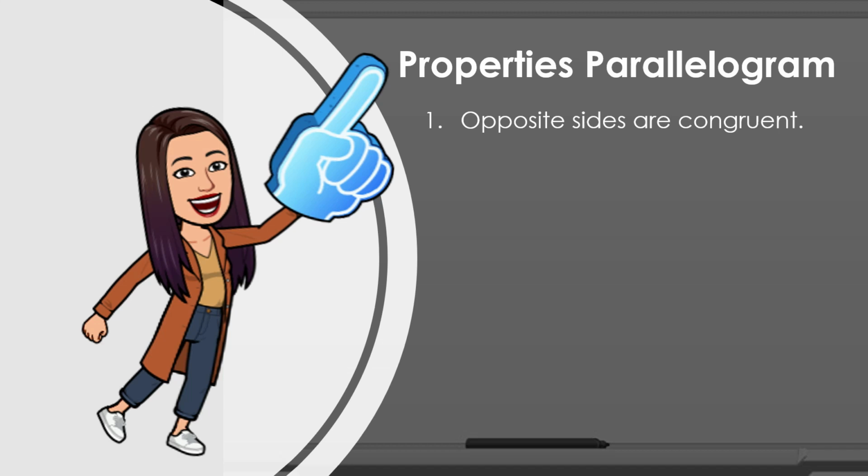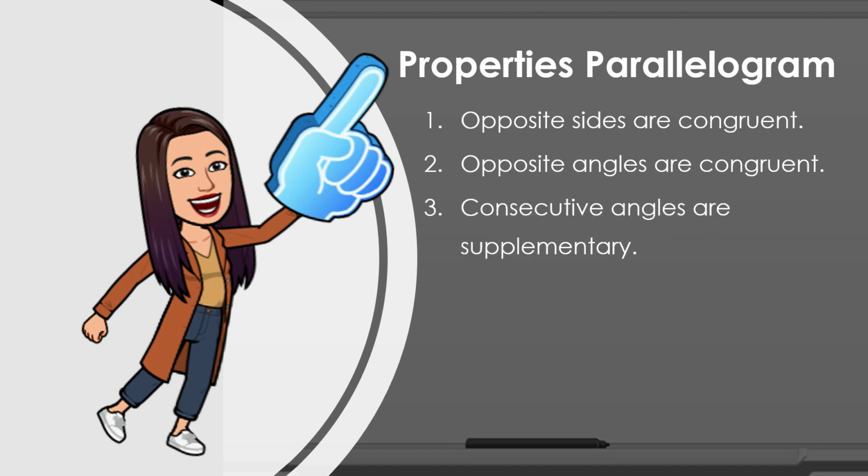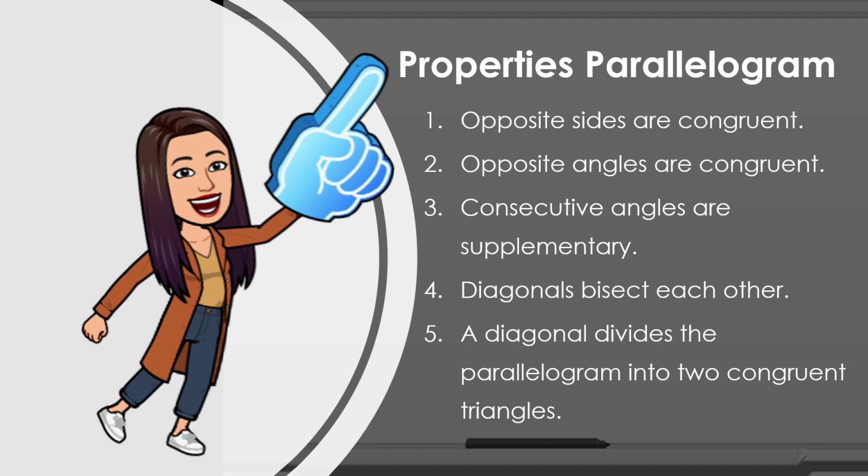First, opposite sides are congruent. Second, opposite angles are congruent. Third, consecutive angles are supplementary. Fourth, diagonals bisect each other. Fifth, a diagonal divides the parallelogram into two congruent triangles.